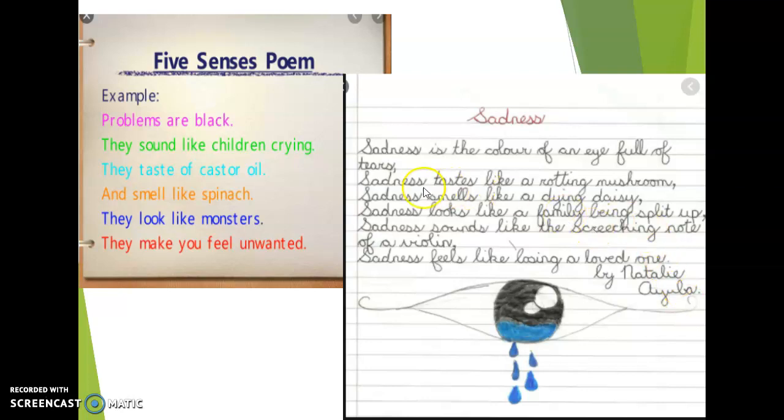Okay, so you can see the similes here. She's comparing sadness to each one, to the rotting mushroom, sadness to the dying daisy, sadness to the family being split up. So these are all similes used here. And the same with this one. Problems to being black, problems to children crying, problems to castor oil, problems to the spinach, the smell of spinach. So you can see how your senses can definitely play a role and make an absolutely fantastic poem here.